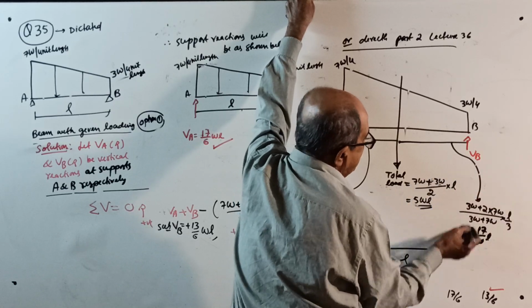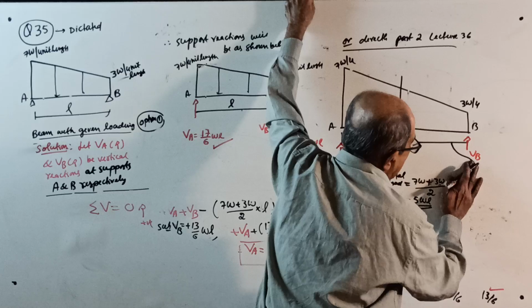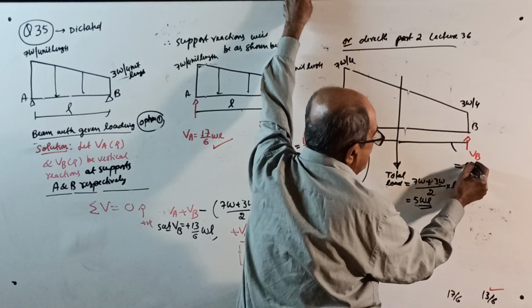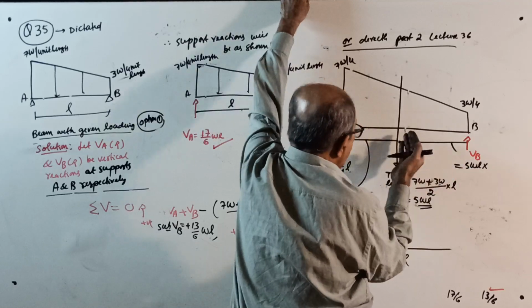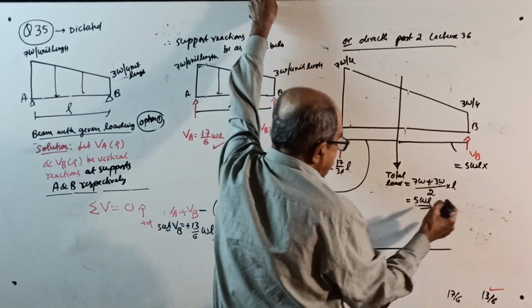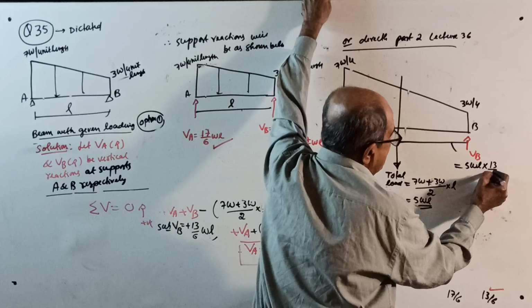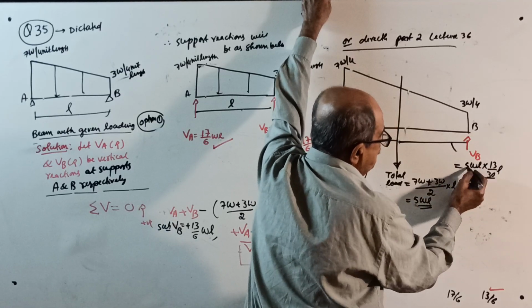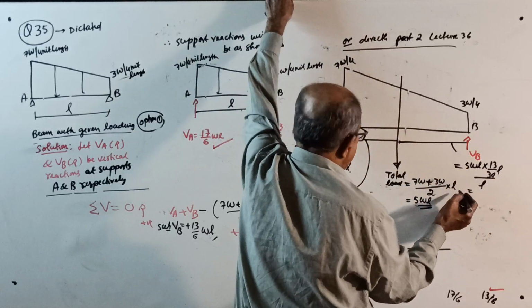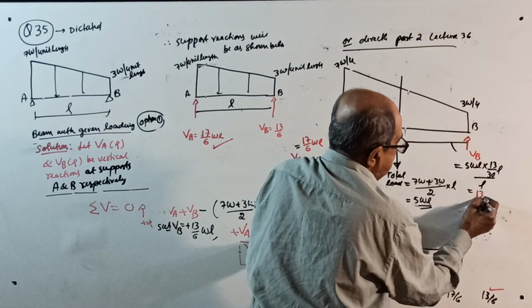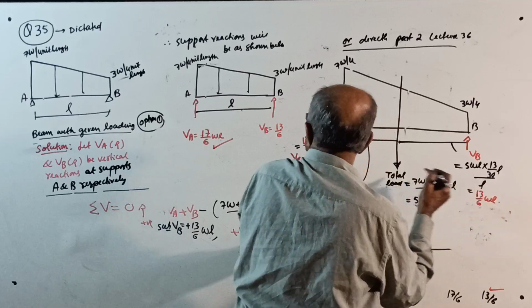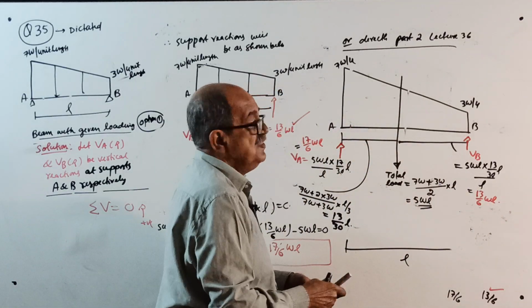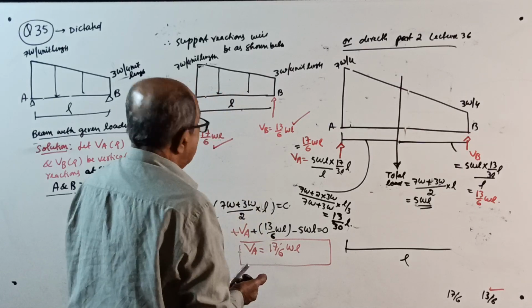Where shall I write it? Okay, I will rub this one. VB is equal to total load 5WL into the other distance 13 by 30L, divided by L. 5 by 6 times 13 by 30. It will come to 13 by 6 WL. See here, 13 by 6 WL is there here also. This will complete question number 35.